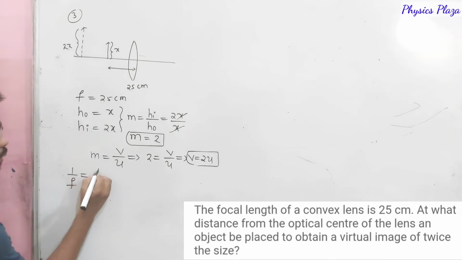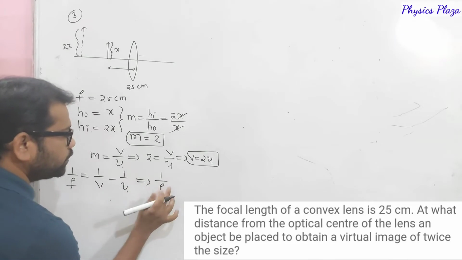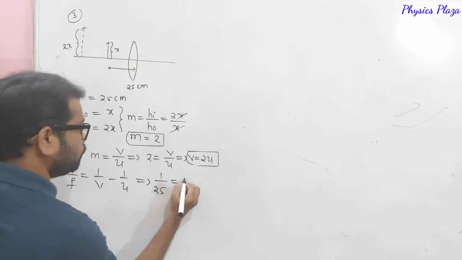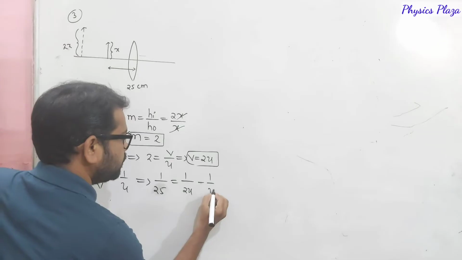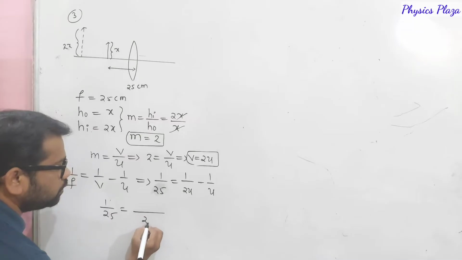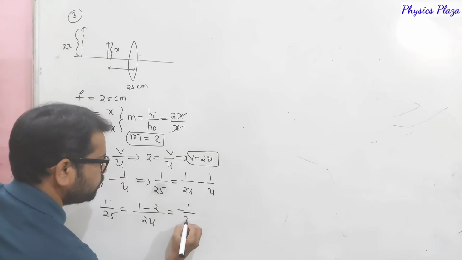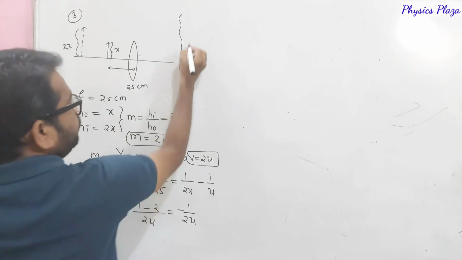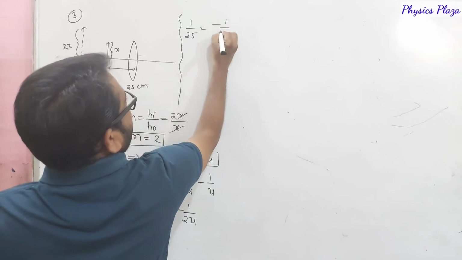1 by f is equal to 1 by v minus 1 by u. From here, children, 1 by f value is given 25, and 1 by v is 1 by 2u minus 1 by u. So, here let us take the LCM. 1 by 25 is equal to, LCM is going to be 2u, that will be 1 minus 2. This is going to be minus 1 by 2u. So 1 by 25 is equal to minus 1 by 2u.